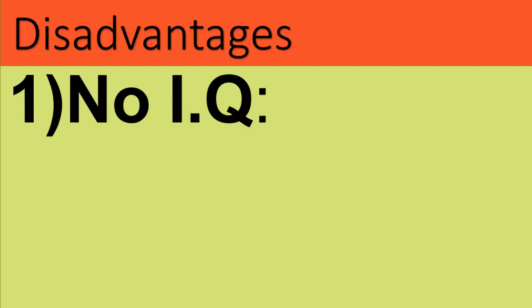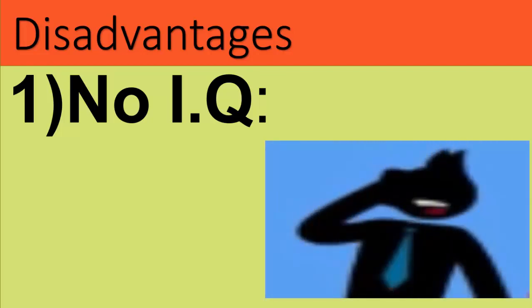Let's discuss no intelligence quotient. Students, a computer is a machine that has no intelligence to perform any task. Each instruction has to be given to the computer by a human. A computer cannot take any decision on its own, but a man must design a program for the computer, and the computer will do its task.